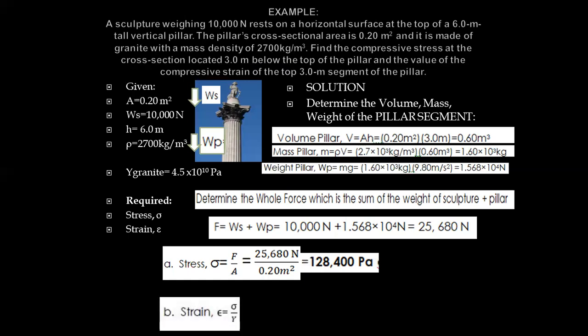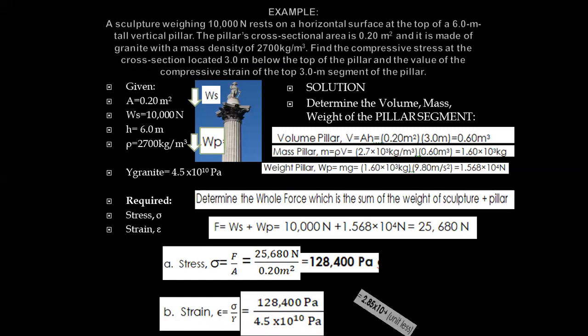And for the strain, epsilon is equal to the stress sigma over the modulus. So this is equal to 128,400 pascals over 4.5 times 10 raised to 10 pascals. Simplifying, this is equal to 2.85 times 10 raised to negative 6. This is unitless because both pascal units in the numerator and denominator cancel out.